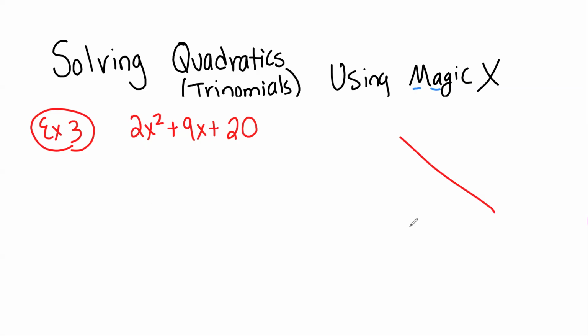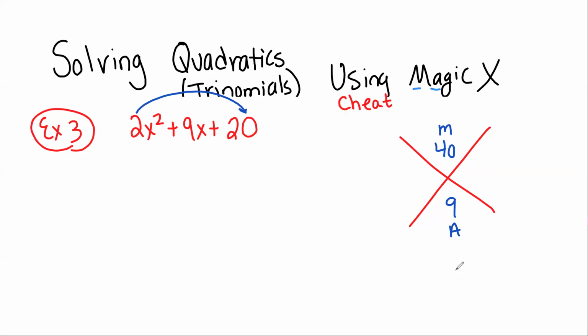And now we'll go Magic X. And this is what I call cheat Magic X. Again, if you're unfamiliar with that, go on my Algebra 1 or Algebra 2 playlist and watch the factoring trinomial video, and you'll see what I mean there. You still do A times C, so that's 40. Middle number is 9. We need to multiply here, add here.